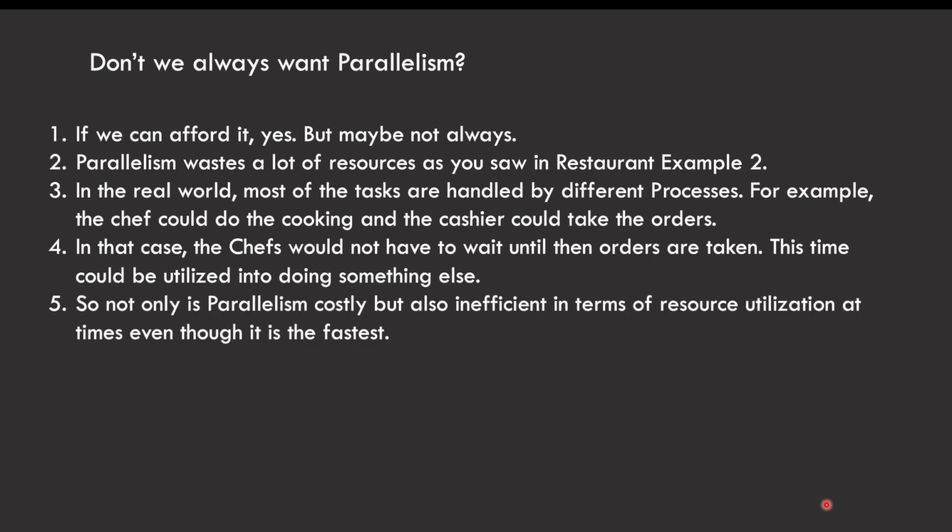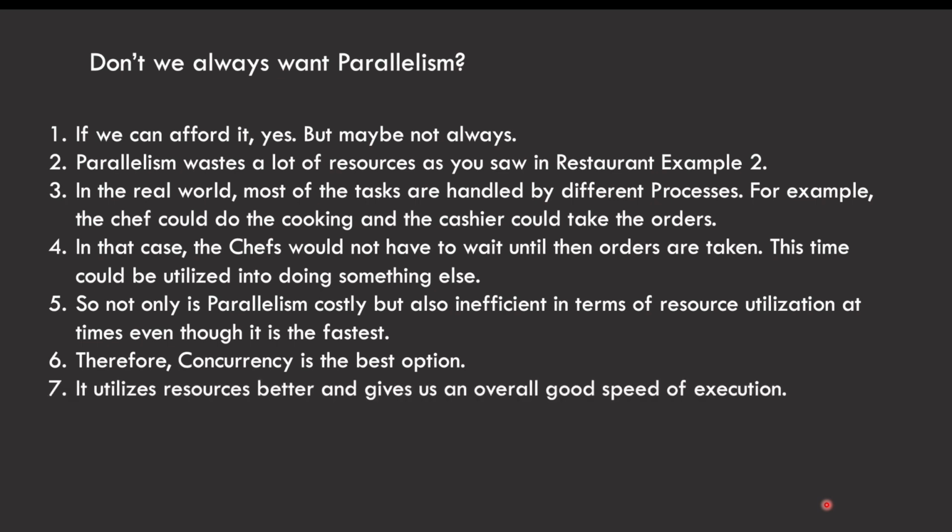So not only is parallelism costly, but also inefficient in terms of resource utilization. And even though it is the fastest, it could be done better if it was concurrent. You would not even need all 4 dedicated cores, right? You could maybe achieve better results with 2 cores. So concurrency is the best option. It utilizes the resources better and gives us an overall good speed of execution, right? So we don't always need parallelism.